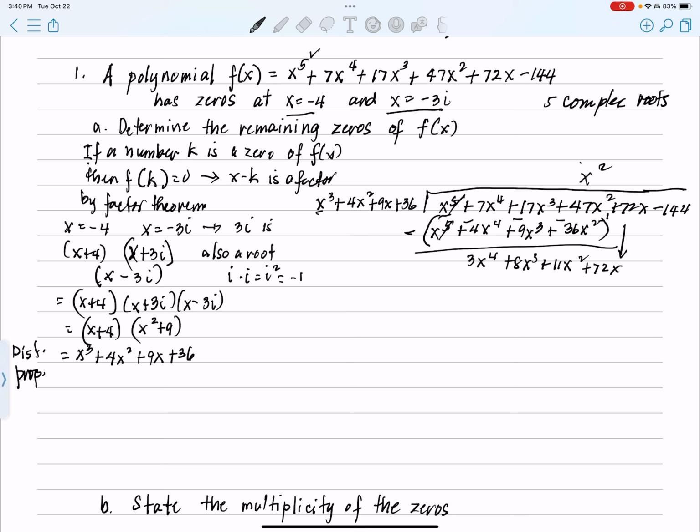Now your basis will be 3x to the fourth divided by x cubed. So what am I going to multiply to make x cubed into 3x to the fourth power? So I'm going to multiply with 3x, right? 3x times x cubed would become 3x to the fourth.